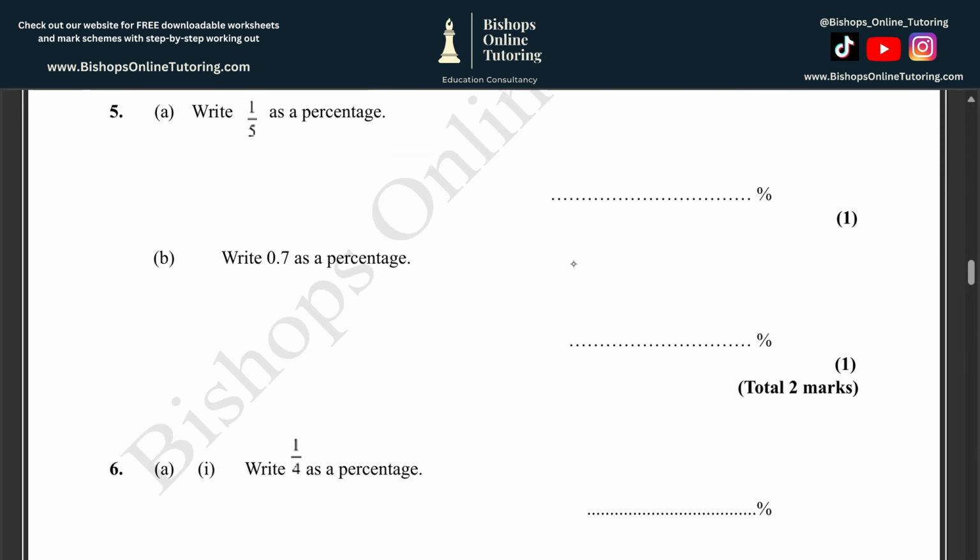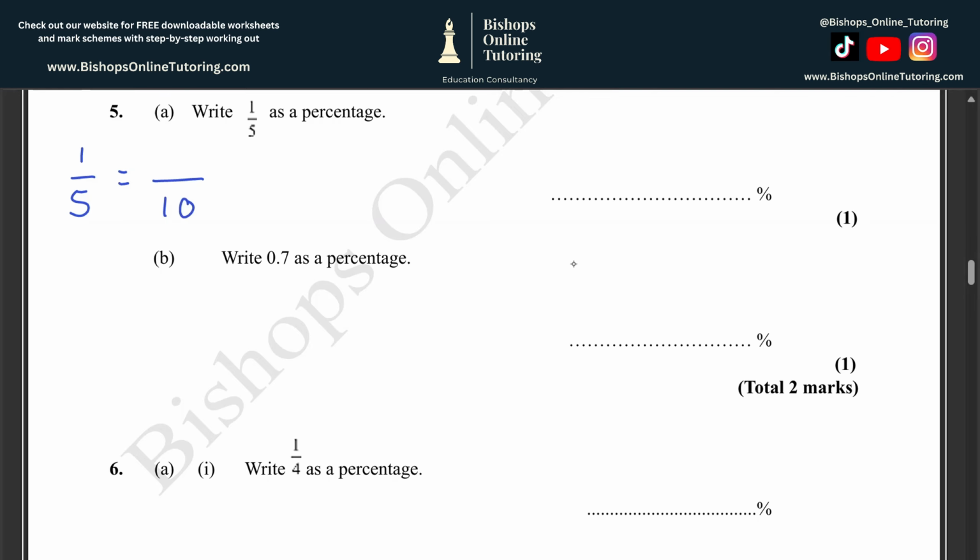Write 1 over 5 as a percentage. Now, another way that you can do this is just try and get the denominator to 100, and whatever you do to the bottom, you have to do to the top. Allow me to demonstrate. So we have 1 over 5, and we basically need to turn the 5, i.e. the denominator, into either 10 or 100. Ideally 100, but let's just turn it into 10 for the time being.